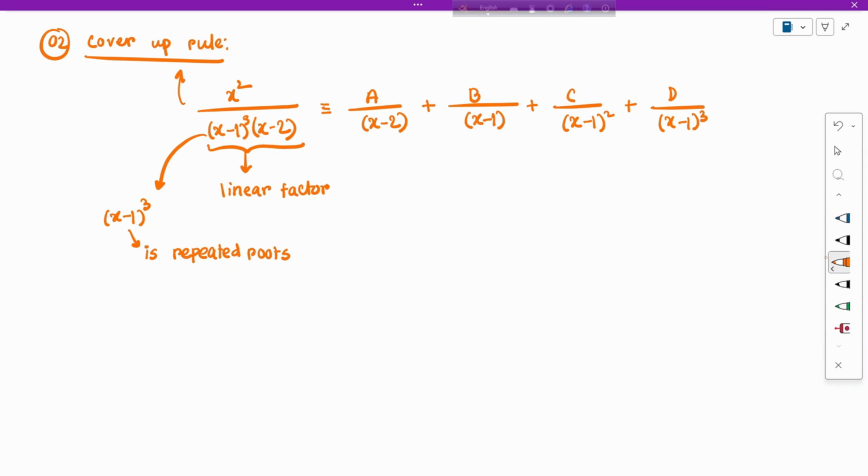So the cover-up rule works for repeated roots in the denominator. There is going to be a linear factor, of course. If you can't convert it into a linear factor, then it will not follow the cover-up rule. It's going to have a linear factor, and the linear factor is going to have repeated roots, and that's how you know you're going to have to apply the cover-up rule. So what actually is the cover-up rule? The cover-up rule is like a mix-up of some rules, and it has its own new rules as well.